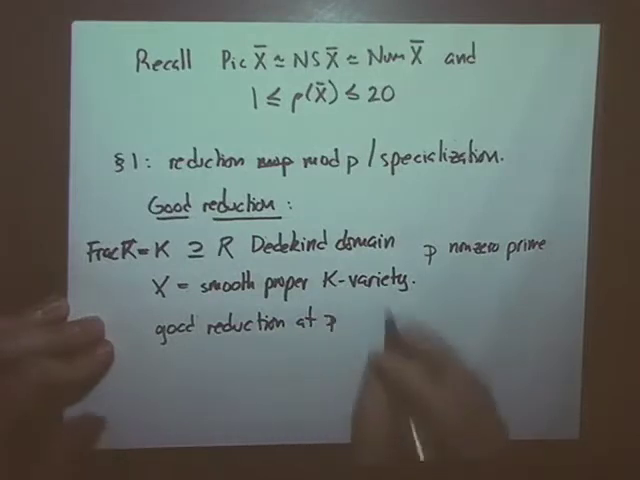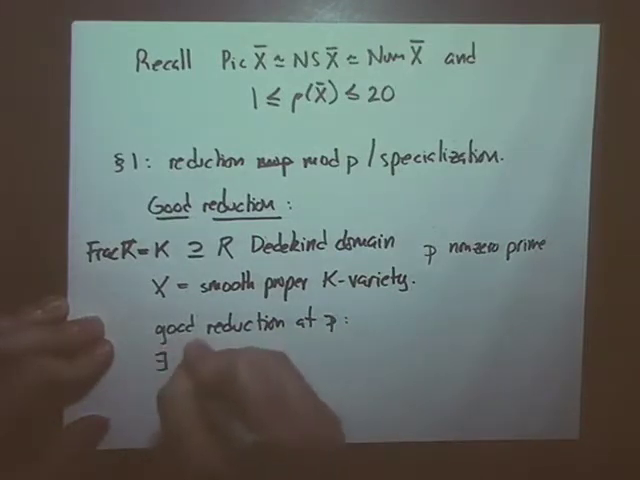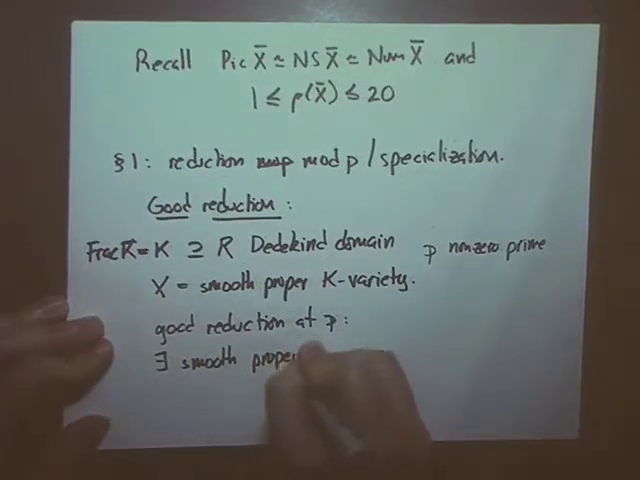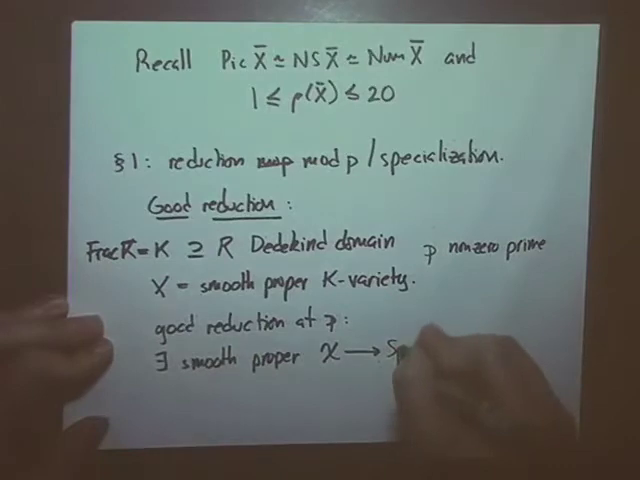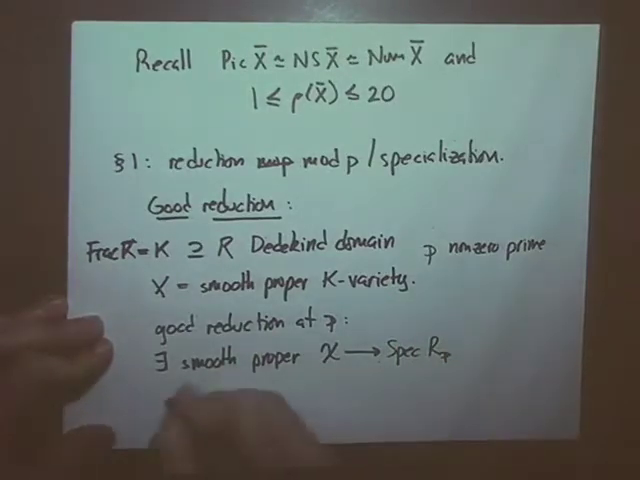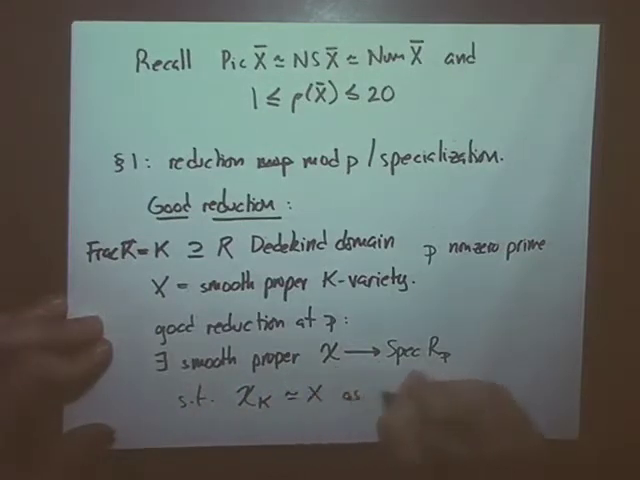what it's going to mean is that there exists a smooth, proper morphism from a variety mathcal X to spec of this localization at P, such that when you look at the fiber over K, this is isomorphic to my original X as K schemes. Okay, so that's the official definition.